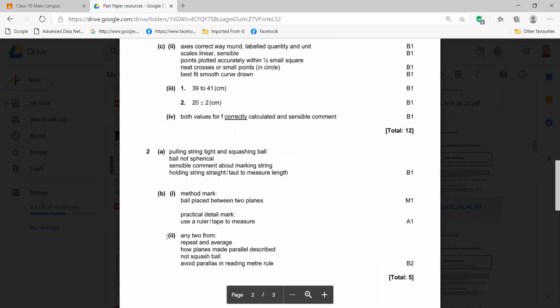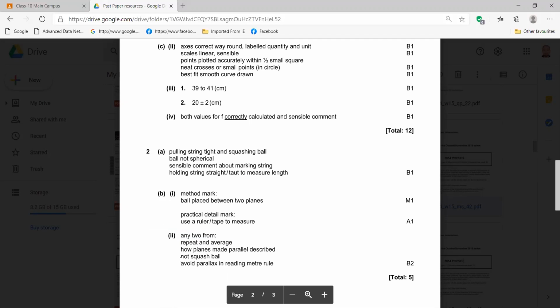So here we are having this one. Look, the ball placed between two planes. So our idea came over there. Practical detail mark: use a ruler or tape to measure. So we use either ruler or tape to measure. So that one also came. Now part 2. For making it more accurate, we can take the average. Then we avoid parallax error in reading the meter rule.